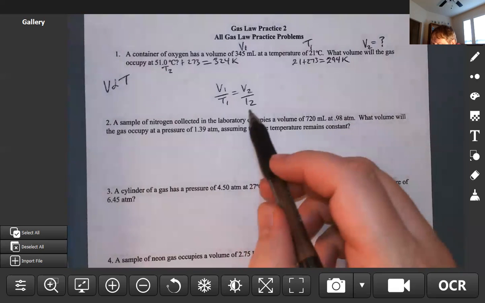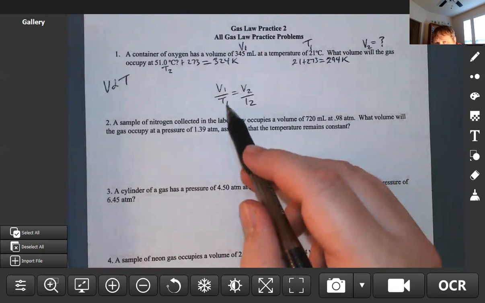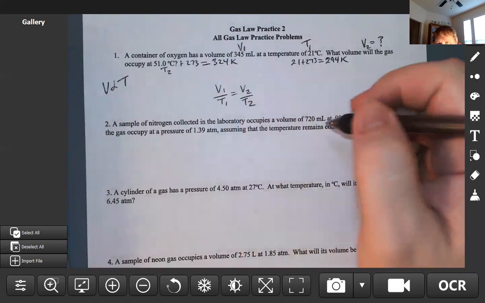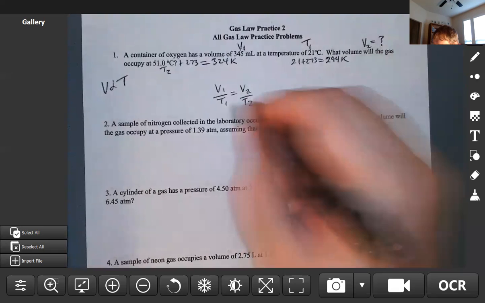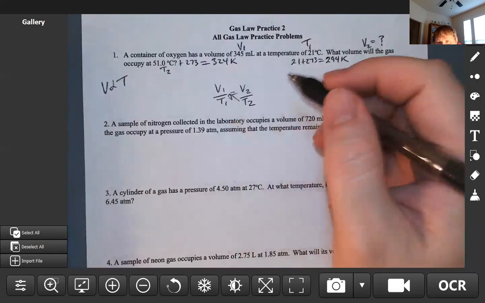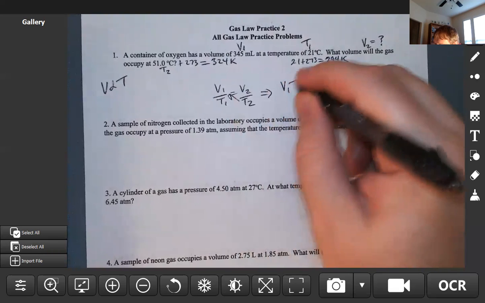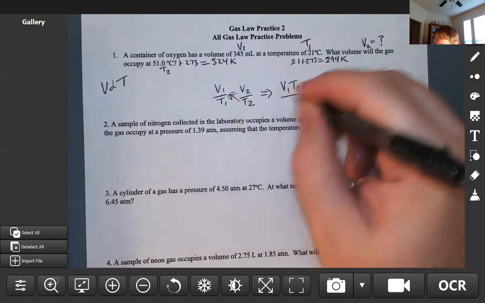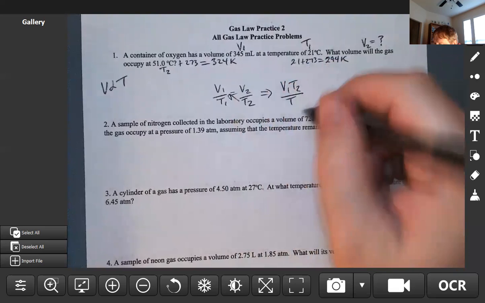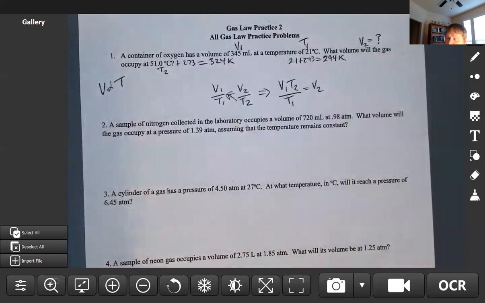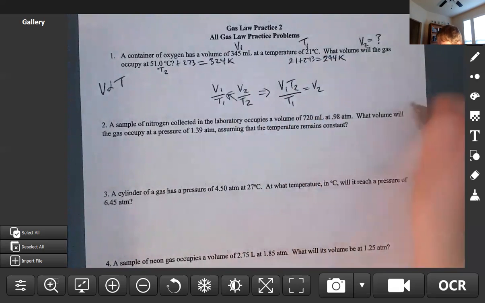You can plug in first, or you can rearrange your variables first. I happen to like getting students to do that first. So if I bring T2 over, I'll get V1 T2 over T1 to equal V2. Now all I do is sub in and simplify. There'll be no more moving variables around.